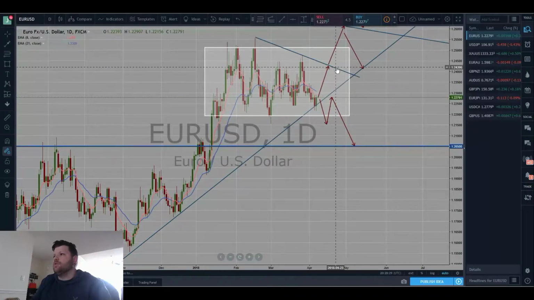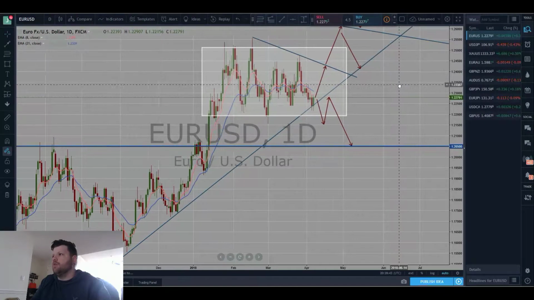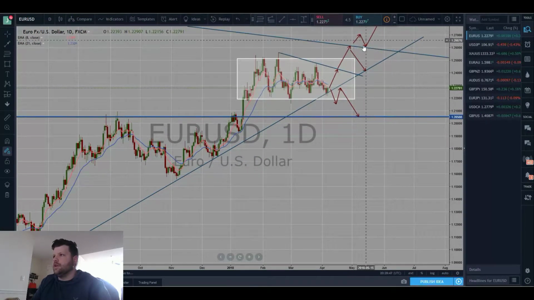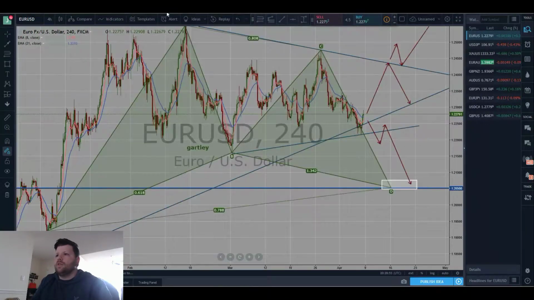If we do get a break of this trend line and a break out of this consolidation box, then we'll be looking for a retest of the weekly trend line above, or another retest of this weekly trend line, which is currently below where price is. If we get a break above this weekly trend line right here, then we'll be looking for price to continue upward. Dropping down to the 4-hour time frame, there's a Gartley pattern on the 4-hour time frame.